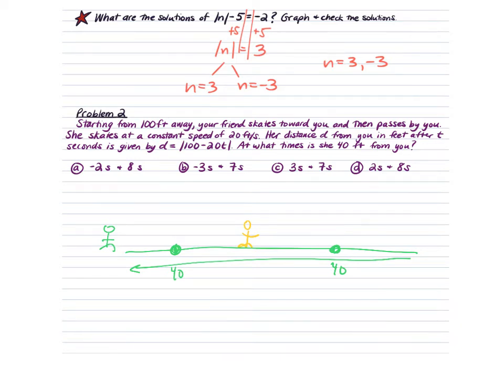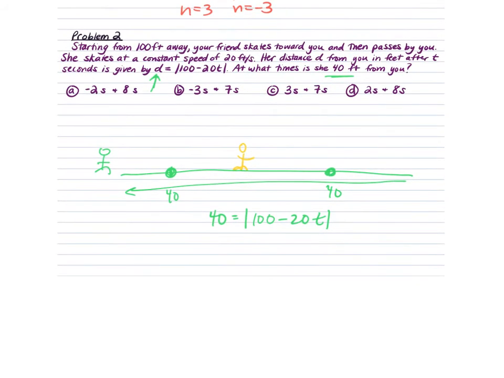So to solve, we're just going to solve this equation when d is 40, right? At what times is she 40 feet away? So when the distance is 40, we'll plug in 40 for d. 40 equals the absolute value of 100 minus 20t. And then our absolute value symbols are already alone on one side of the equation, so we can just go ahead and split this into 2.